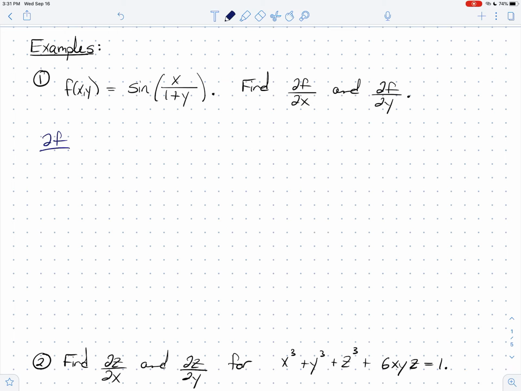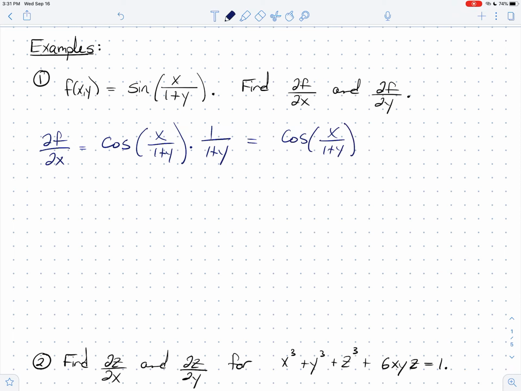partial f, partial x, I'm realizing that I'm holding y constant in that case. And so this is just cosine, use the chain rule, cosine of x over 1 plus y, times the derivative of the inside. And this is just x times the constant, so the derivative is the constant. And so you can write this if you want as cosine of x over 1 plus y.